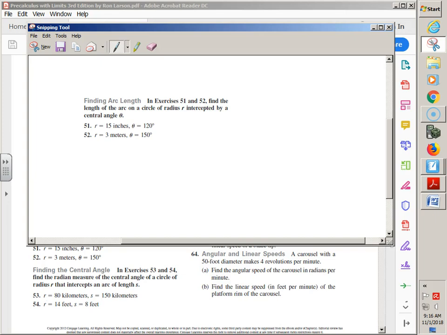So find the length of the arc. That makes me think right away of the variable s equals, and there's a formula for that, r theta, on a circle of radius r intercepted by a central angle theta. Oh, I think this is the right formula. And so for number, Tony, you said 52, right? For number 52, it literally is a plug and chug.